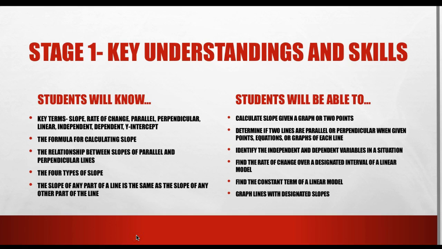Also in stage 1, I identified the information that I thought students needed to know and be able to do. So you can see that we have some key terms that we're looking at: the formula for calculating slope, which they will be determining in a class activity; the relationship between slopes of parallel and perpendicular lines, which will also be found in a discovery activity; 4 types of slope, which they will be able to use their creative minds to represent their understanding of; and the slope of any part of a line is the same as the slope of any other part of the line. And that's really important that students understand that slopes remain constant when you're talking about a true linear relationship.